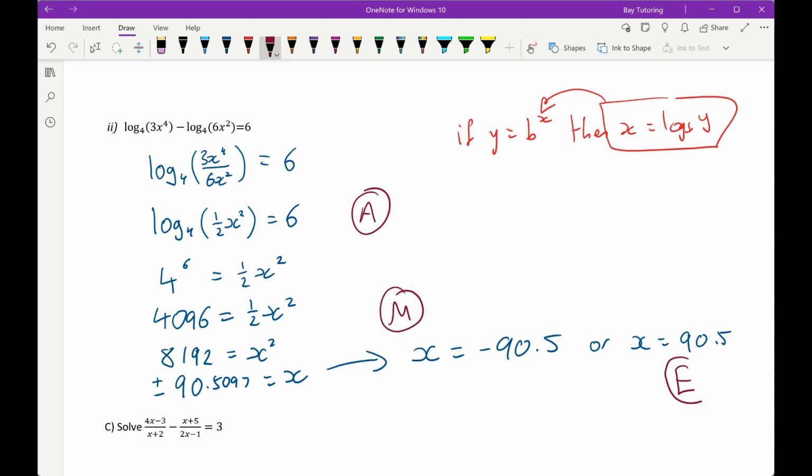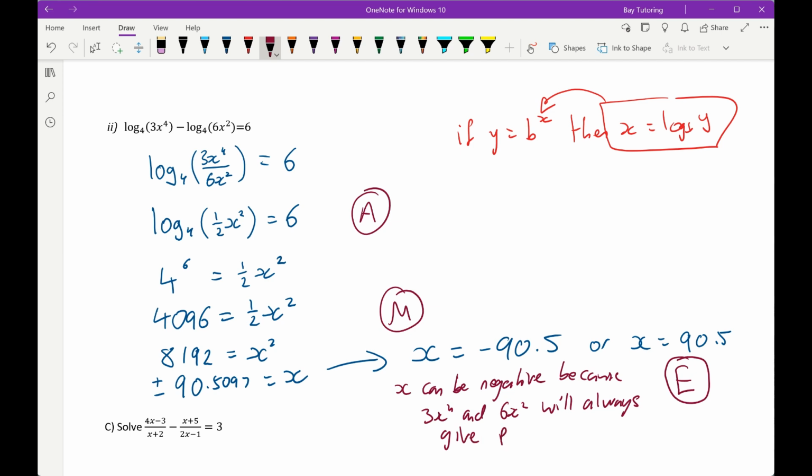And for excellence, if there was a negative solution to be discounted, I've explained why that's not the case in these ones. But if you did have to discount the negative solution, that would be the difference between merit and excellence, or in this case, the explanation that x can be negative. X can be negative because 3x to the power of 4 and 6x squared will always give positive answers. So that's why we don't discount the negative solution.